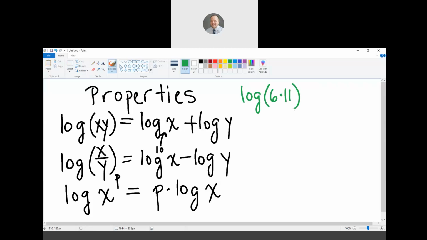We have log of 6 times 11, and we can rewrite that as, and let's put a base here. Let's put base 7. So that would be log base 7 of 6 plus log base 7 of 11.